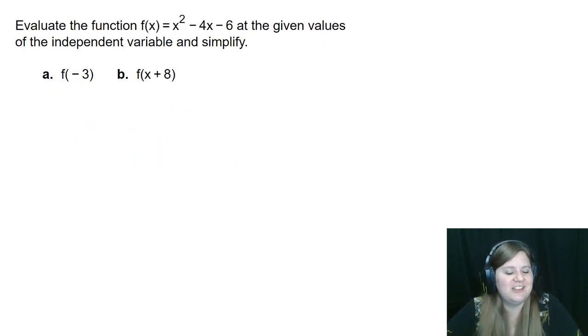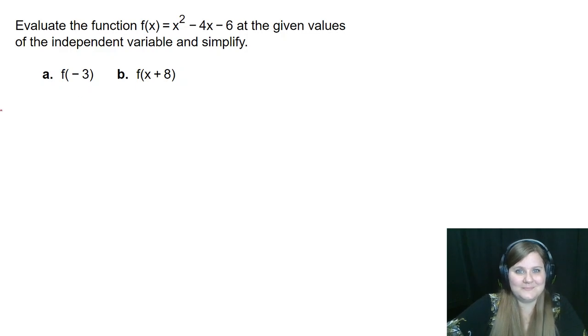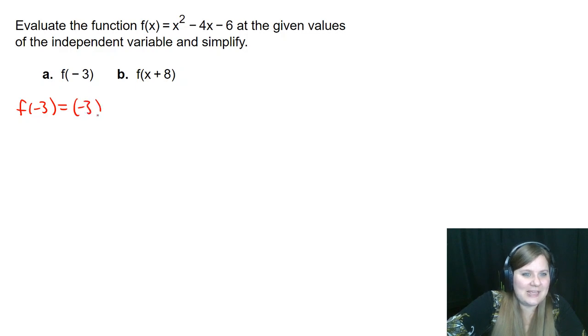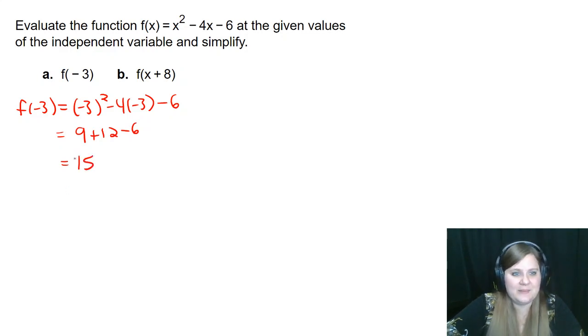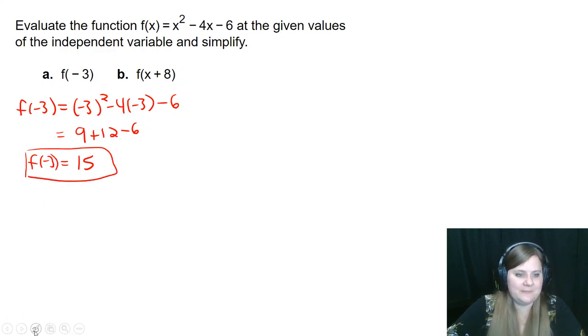Evaluate this function for negative 3 and then pause, all right? And we'll check that. And then we'll go through what it is for x plus 8. Okay, f of negative 3 equals negative 3 squared minus 4 times negative 3 minus 6. That's 9 plus 12 minus 6. And that is going to be 15. So f of negative 3 equals 15.